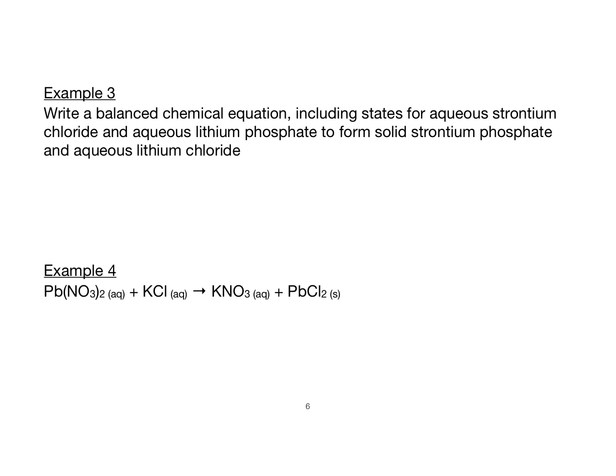So in these 2 examples, in the first one, we're going to have to generate the compounds using their chemical names. So in this case, it tells us to write a balanced equation including states for aqueous strontium chloride. So strontium has a 2+ charge. So it'll be strontium chloride 2. Whoops, that's not how we write that. So let's go back and erase that.